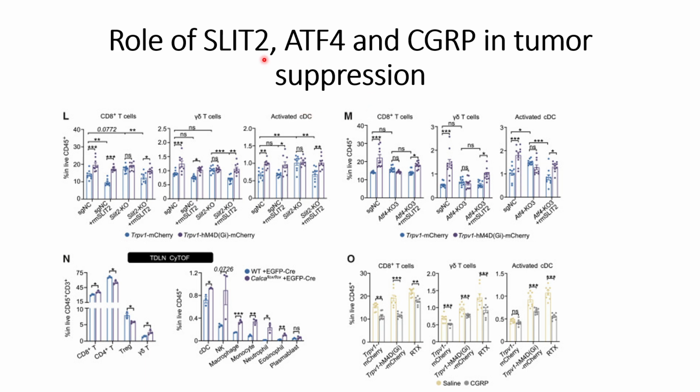This shows the significant role of SLIT2, ATF4 and CGRP in tumor suppression using activation of innervating nerves.